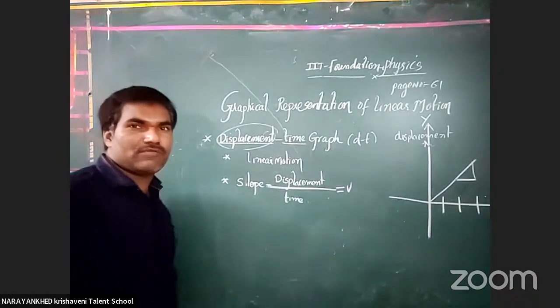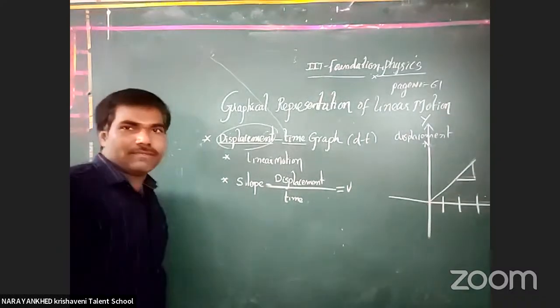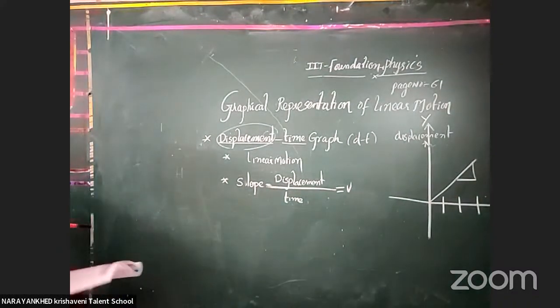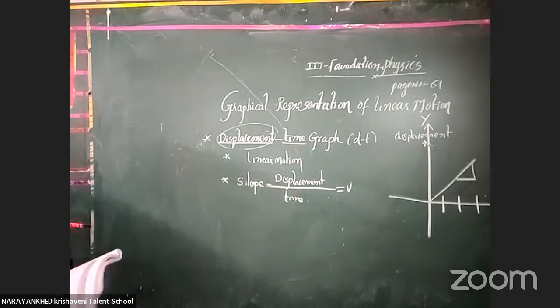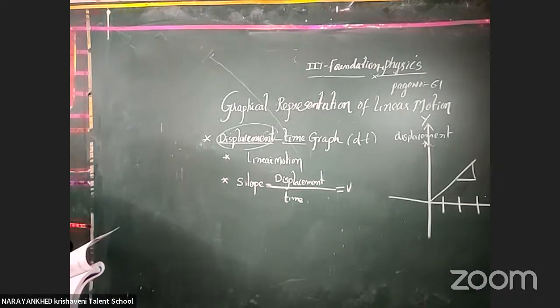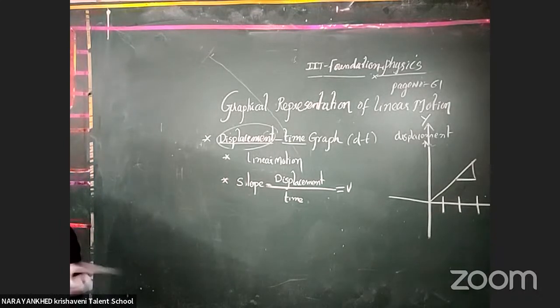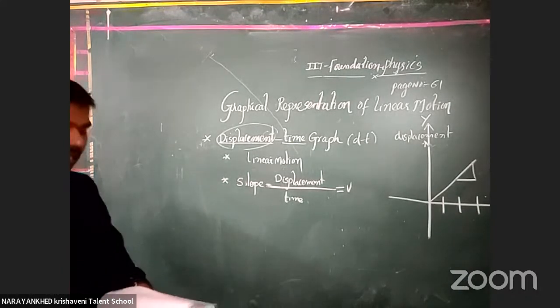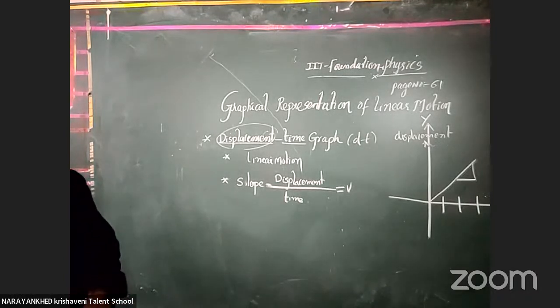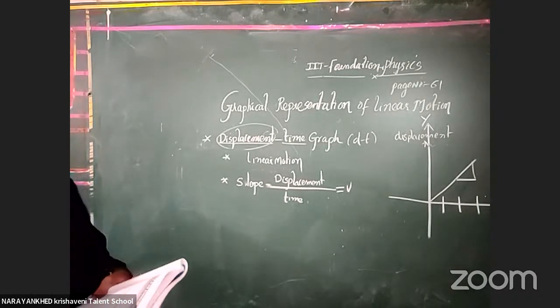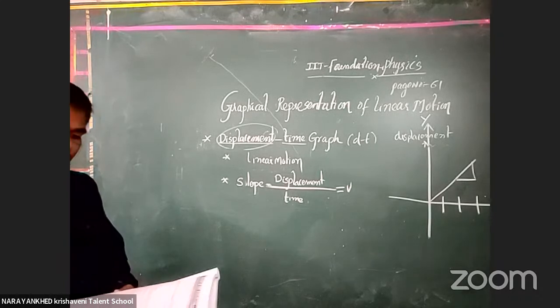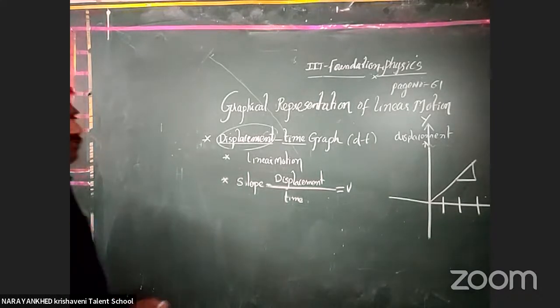It also gives the information about velocity. Next, there are totally three types of displacement and time graphs. Now we are going to check what these graphs actually are. The first one is the displacement-time graph parallel to the time axis.